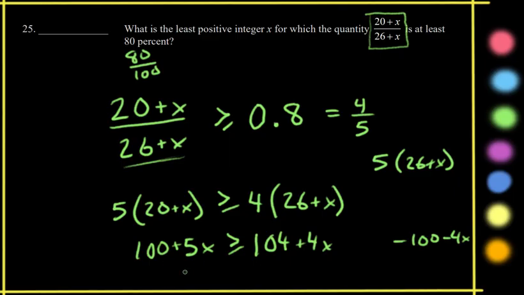So this gives me x is greater than or equal to 4, yeah, just 4. X is greater than or equal to 4. So the least positive integer is going to be 4. So the answer here is 4. If x is greater than or equal to 4, the equation is satisfied. So the lowest number which makes this true is 4. All right, we only have 5 more sprint problems to go.